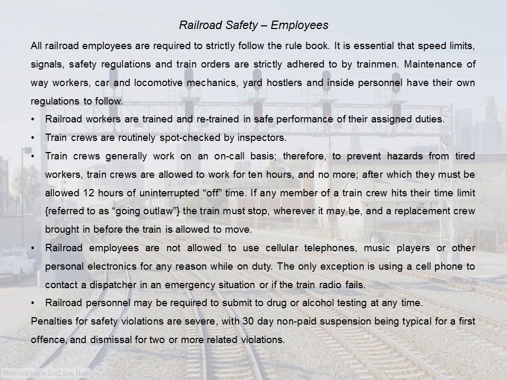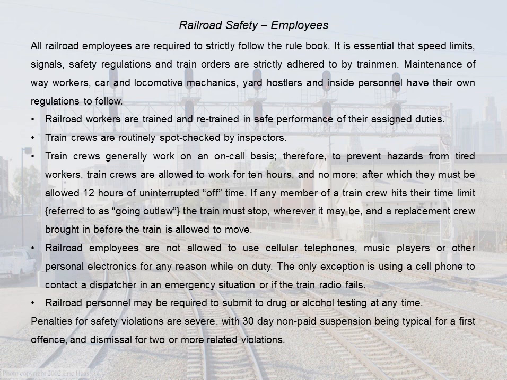Train crews generally work on an on-call basis. Therefore, to prevent hazards from tired workers, train crews are allowed to work for 10 hours and no more, after which they must be allowed 12 hours of uninterrupted off time. If any member of a train crew hits their time limit, referred to as going outlaw, the train must stop wherever it may be and a replacement crew brought in before the train is allowed to move.